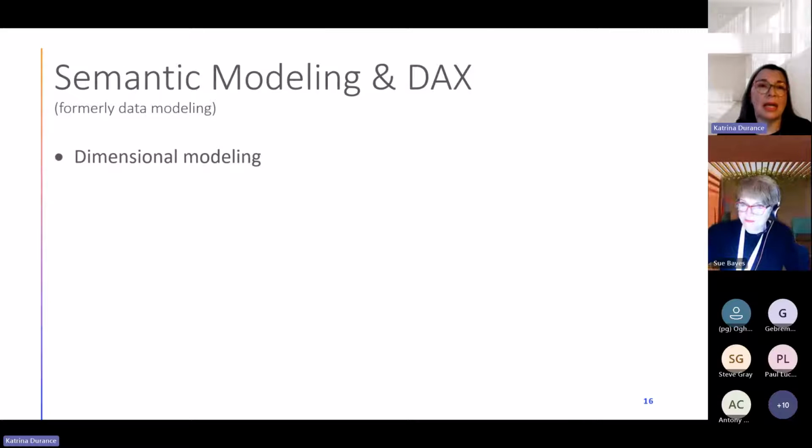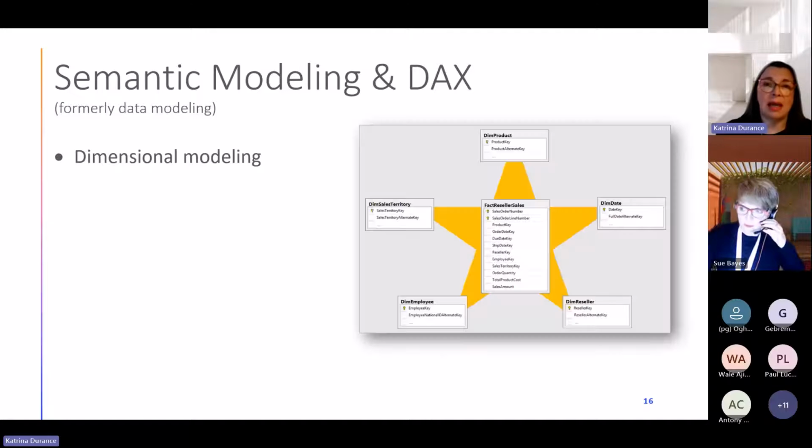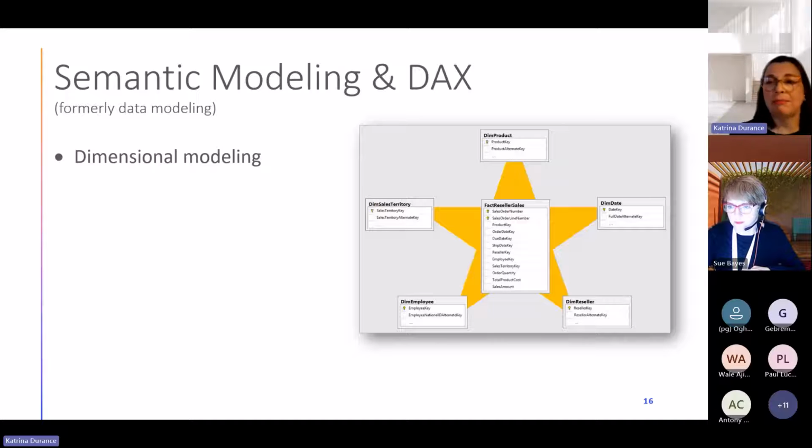So dimensional modeling is the concept behind that data modeling. It involves breaking your data up into dimension tables and into fact tables. And then you connect those by relationships into a type of format that's called a star schema. And this is the ideal type of modeling to use in Power BI.